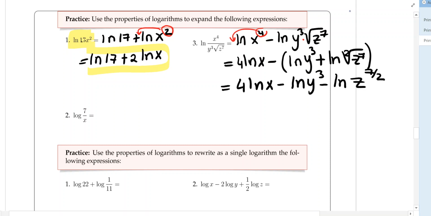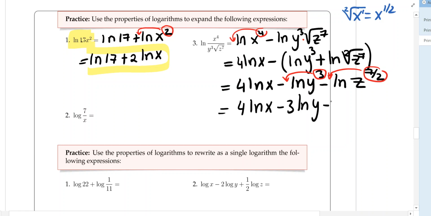So recall when we had square root of x, that was x to the 1/2, basically because we had a 2 in here and then a 1 in here. So now if we have square root of z to the 7th, this is going to turn into z to the 7/2 power. So now we have these exponents, and using the rule, this is going to allow us to bring the exponents down in front of the log. So the final answer will be 4 natural log of x minus 3 natural log of y minus 7/2 natural log of z. So we expanded this, and this is the answer.